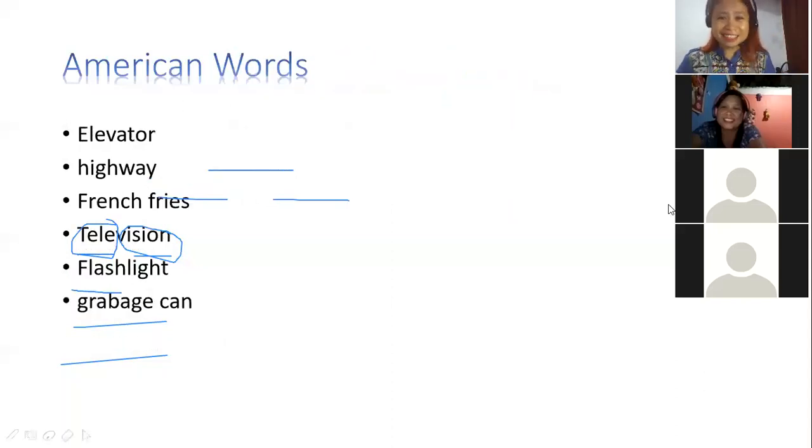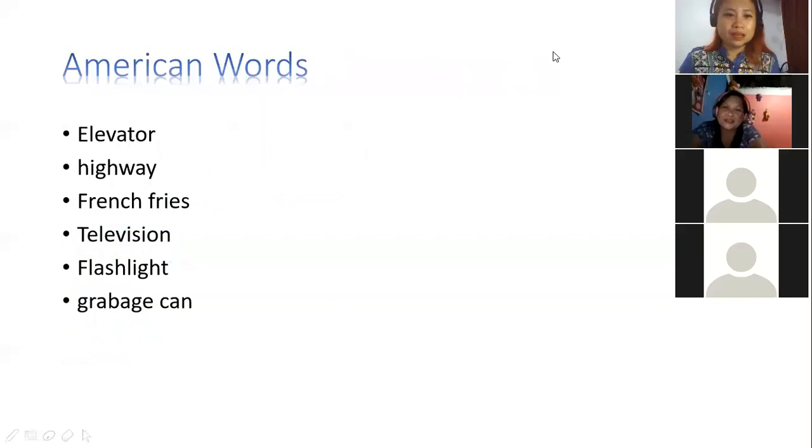And lastly, of course, we have the American words. Can you read them for me, Regina? American words. Elevator. Highway. French fries. Television. Flashlight. Garbage can. Oh, sorry, I misspelled garbage. This should be garbage can.